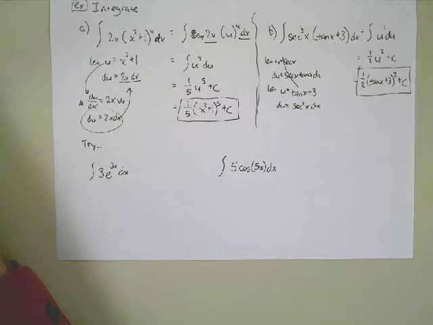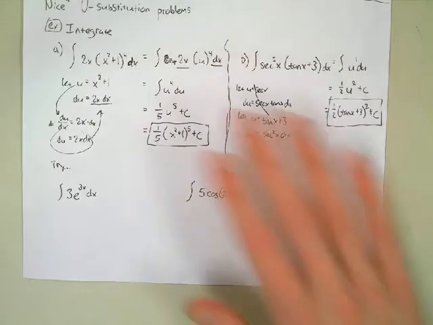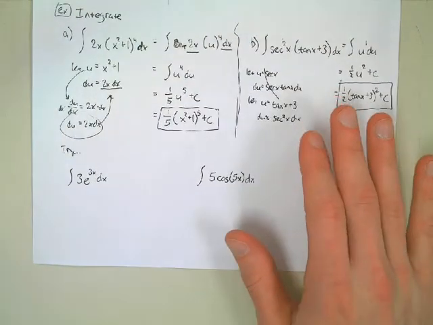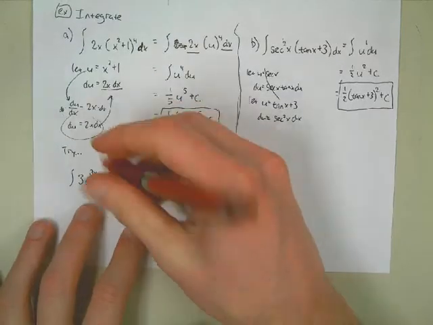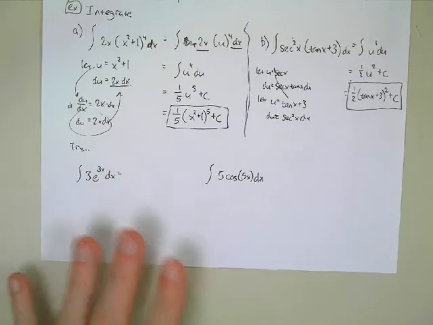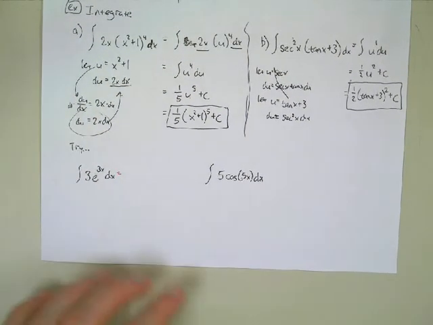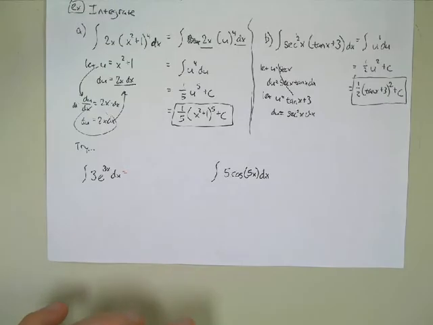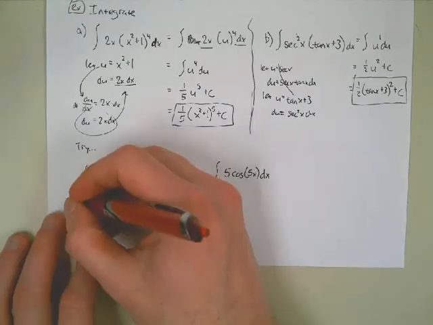Okay, let's take a look at these next two. All right, what is our u? E to the 3x. E to the 3x, okay? Let's let u equal e to the 3x.